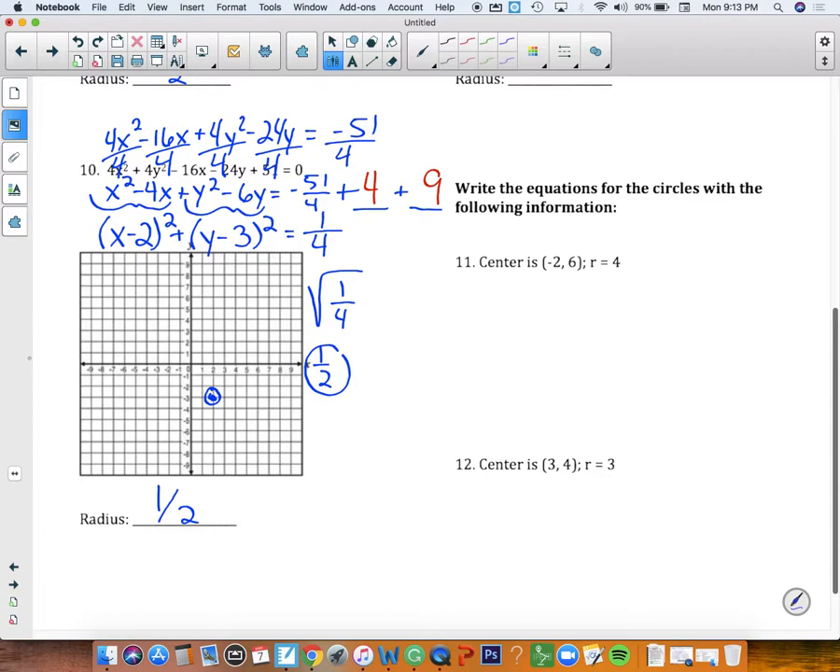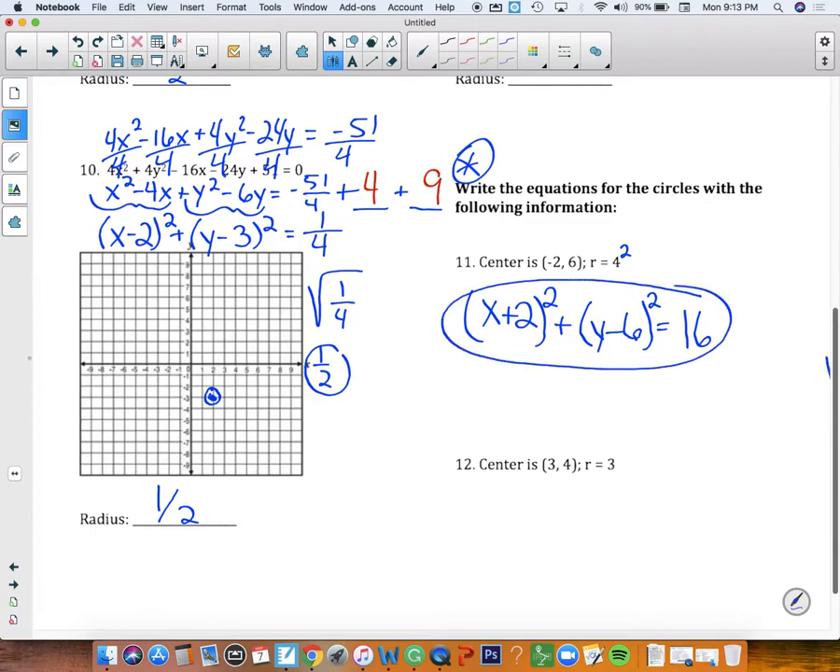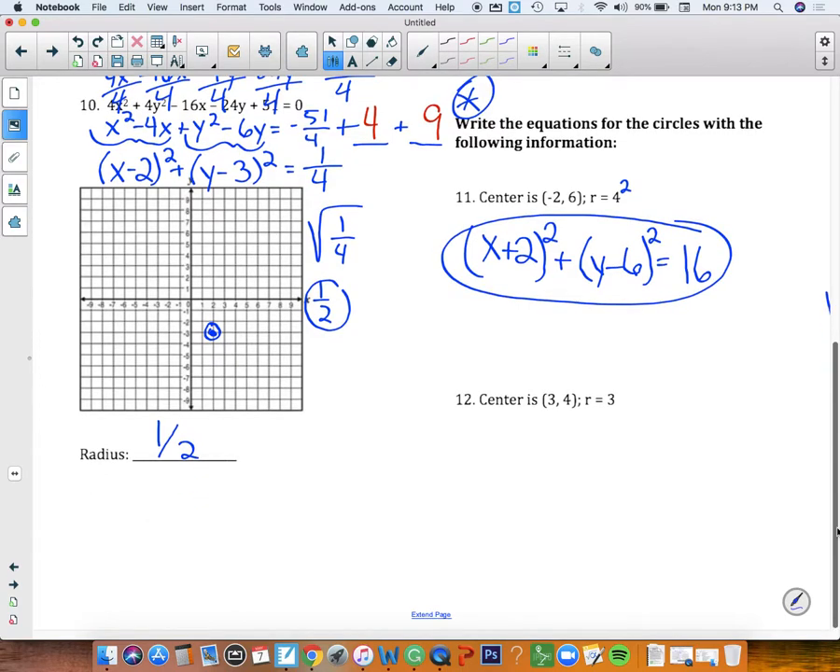Okay, we've got to write equations now. So I'm over here. I'm going to write equations for circles with the following information. We're given a center of (-2, 6) and a radius of 4. Pretty easy here. So (x plus 2), because that's the h value, plus (y minus 6), that's my k value, squared. And then you take that radius and you square it. So I have a 16 over there. Okay, that's the equation of my circle. Number 12 is pretty easy also.